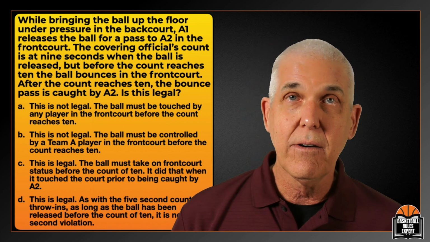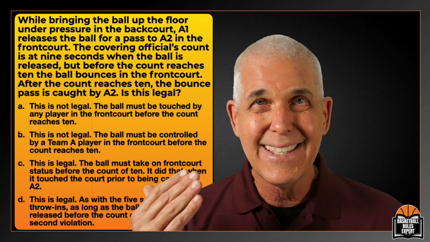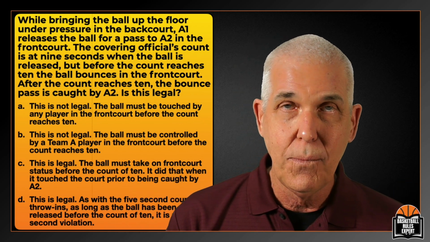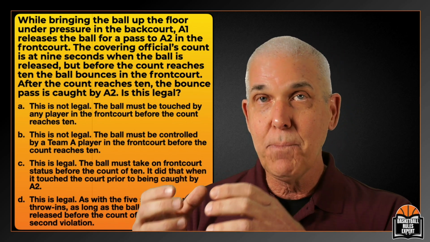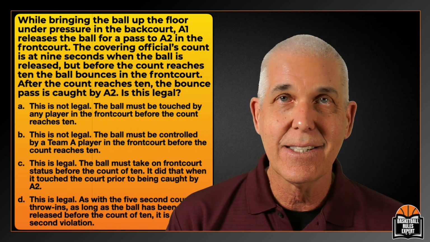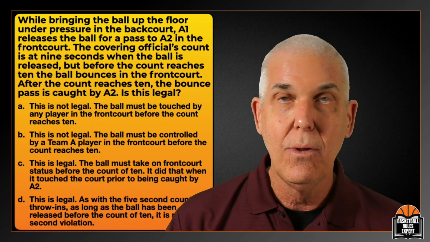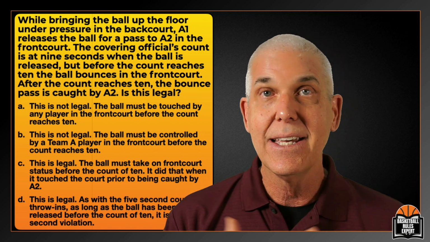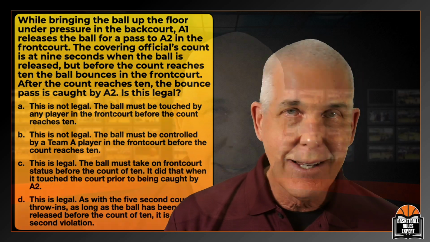Wow, a lot of words there. We have to understand the rule itself. What is the 10-second violation rule? A team in team control is responsible for the ball gaining front court status before the official's manual count of 10. That is the restriction. So this becomes a status question. When does the ball, by rule, gain front court status?